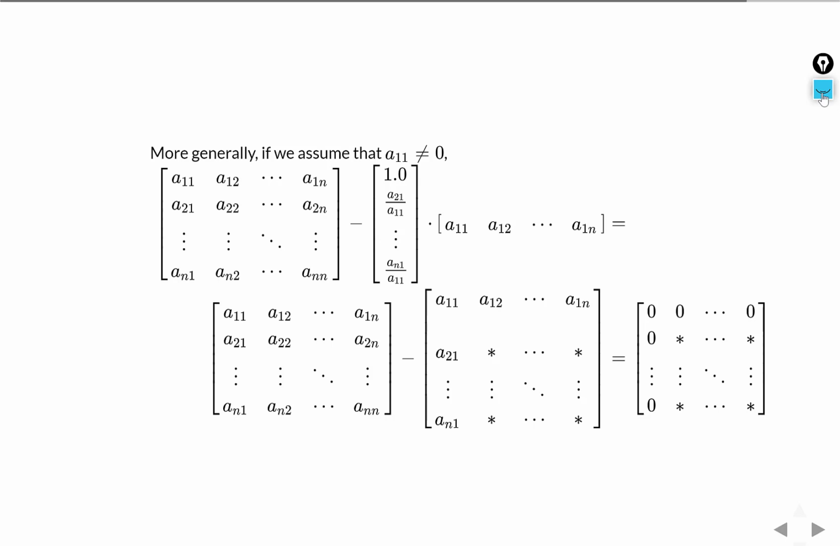In general, if we have a square matrix and we subtract the first column divided by its first element, assuming it's non-zero, times the first row, this will zero out the first column and the first row of the matrix. This was the process we repeated to eventually get the zero matrix and decompose our matrix into a lower and an upper triangular matrix.